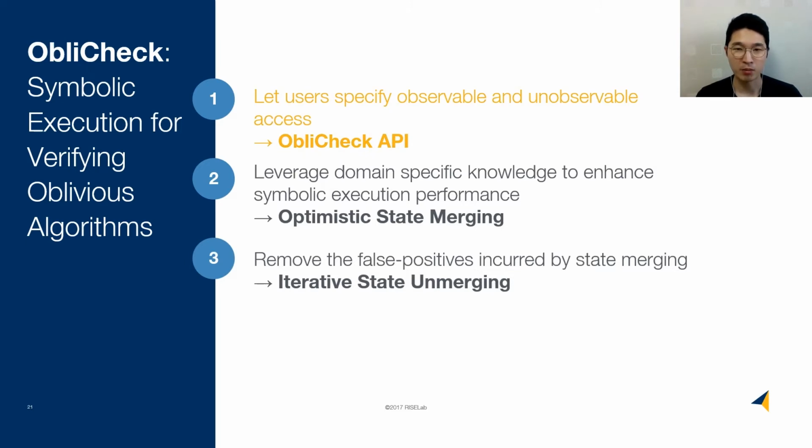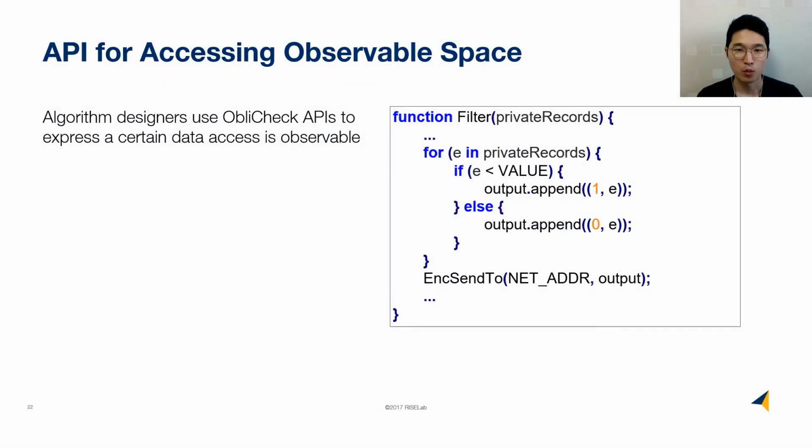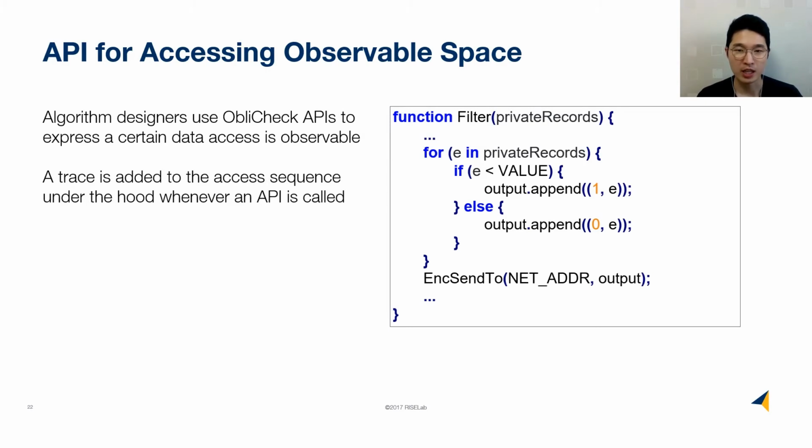I'll first explain the ObliCheck API. When an algorithm designer uses ObliCheck, he or she uses predefined APIs to access observable space. When an API is called, a trace is added to the access sequence under the hood. In the example program, because the network is assumed to be observable, this send function is replaced with the ObliCheck send API. It keeps the trace including the address and the length of the output and uses the trace to check the obliviousness.